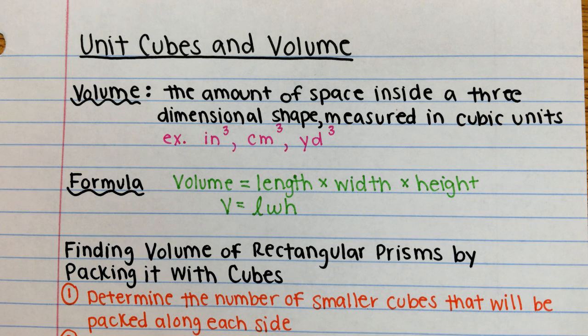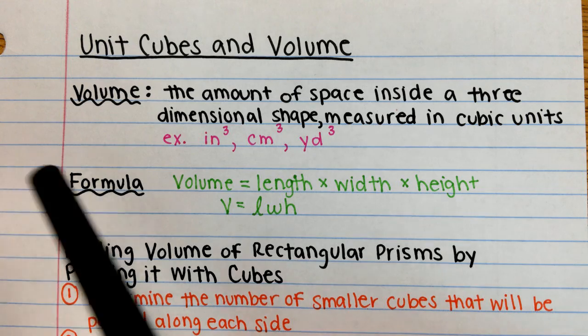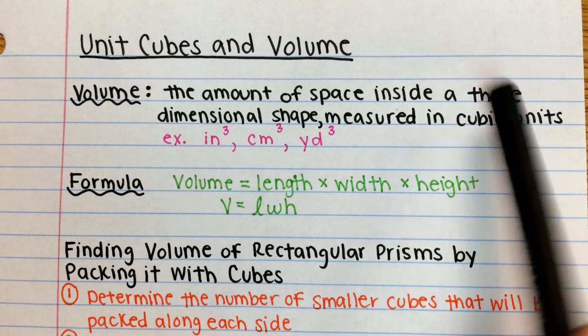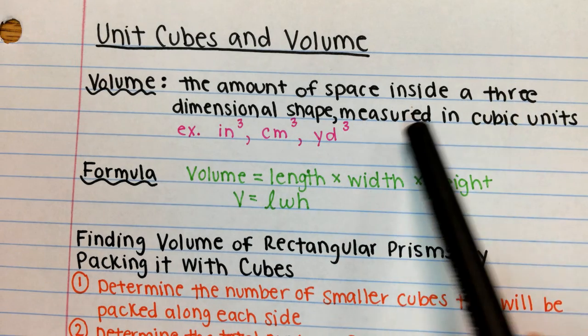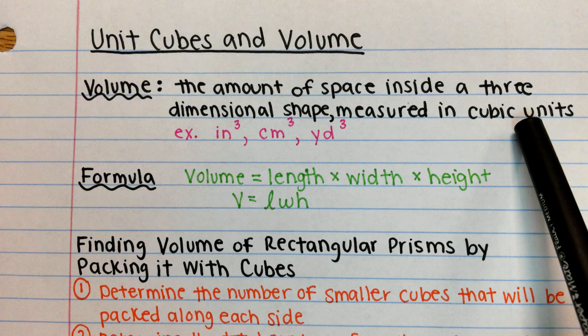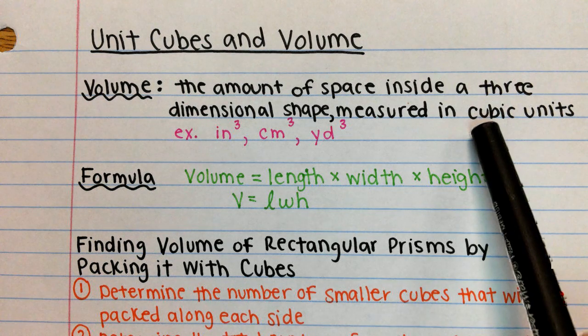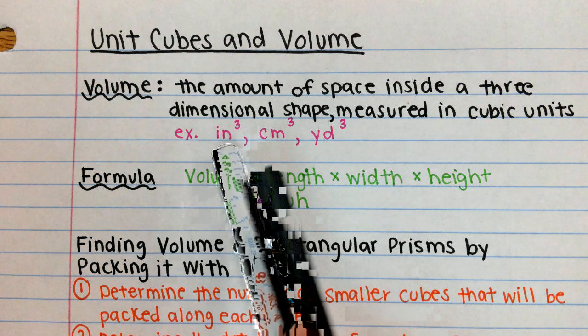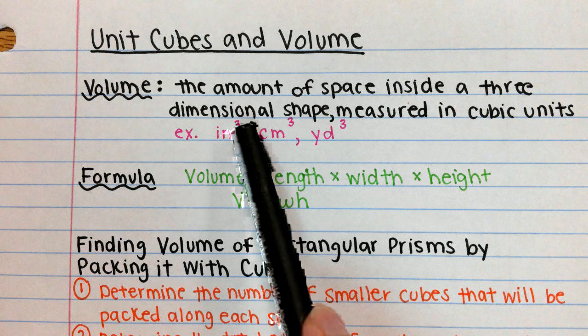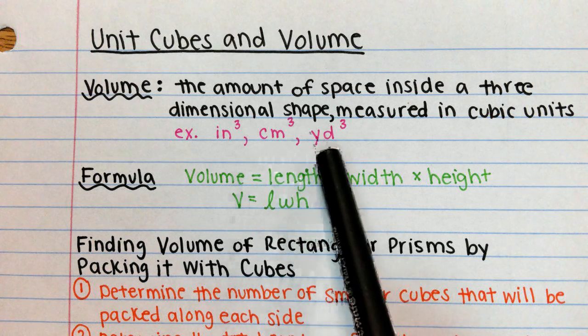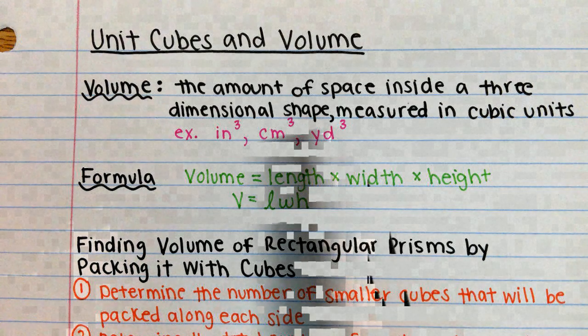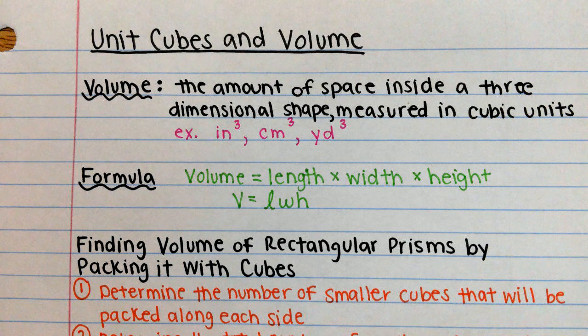Unit cubes and volume. Volume is the amount of space inside a three-dimensional shape, and that's measured in cubic units. So when we're talking about a 3D shape, our units are three-dimensional, so that's why they are cubic. Some examples include inches cubed, that little 3 means cubed, centimeters cubed, yards cubed. Whenever you're finding the volume, the units will be in cubic units. So that's what that little 3 is.